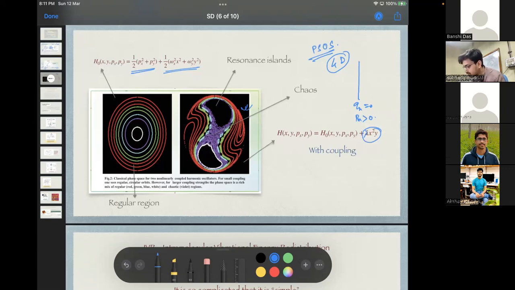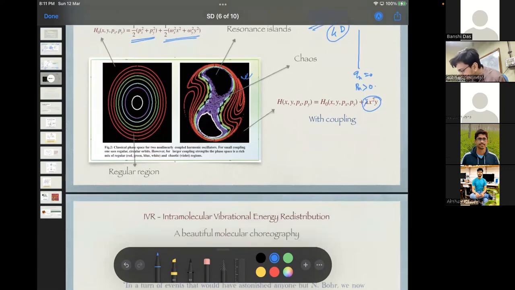Now, how beautiful is this? The phase space is completely changed in the presence of coupling. These violet regions are called chaotic structures. These red ones are regular structures. These regions are resonance zones.